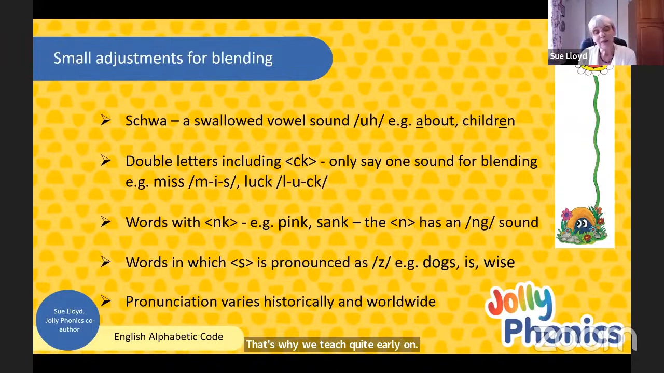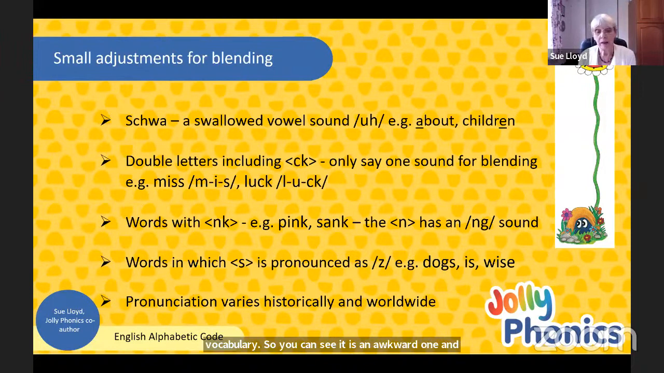Then a lot of words that have an s in them, especially plurals, like dogs, the s changes to a z. It's more of a z. It's not a very strong z, but it's a z more than an s. So if they go dogs, they'll soon get the idea and go dogs if it's in their vocabulary. So you can see it is an awkward one.